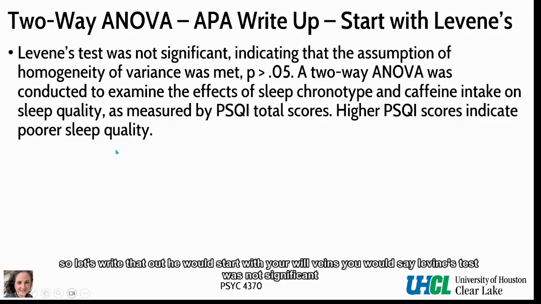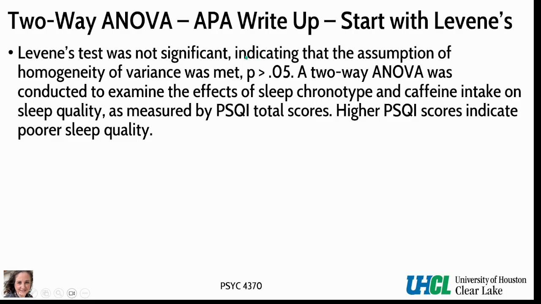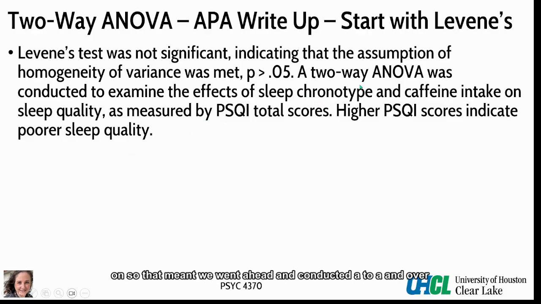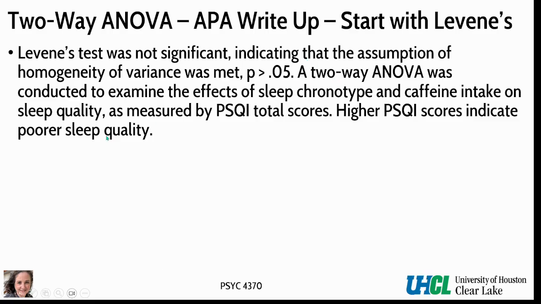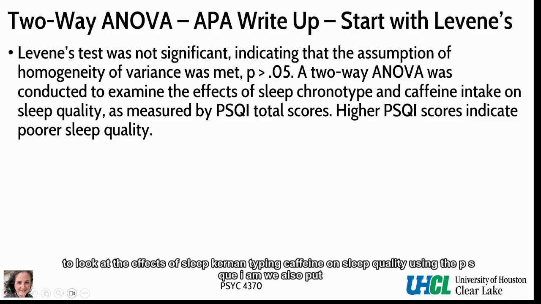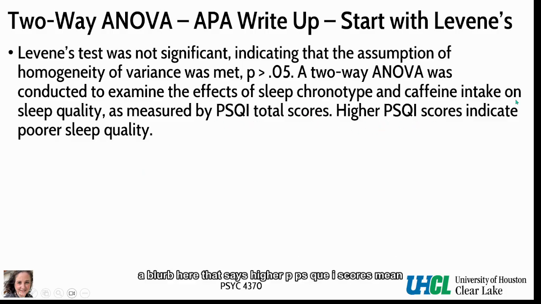So let's write that up. You would start with your Levines. You would say Levine's test was not significant. There was no violation. Homogeneity of variance was met. So that meant we went ahead and conducted a two-way ANOVA to look at the effects of sleep chronotype and caffeine on sleep quality using the PSYC. And we also put a blurb here that says higher PSYC scores mean poorer quality sleep.